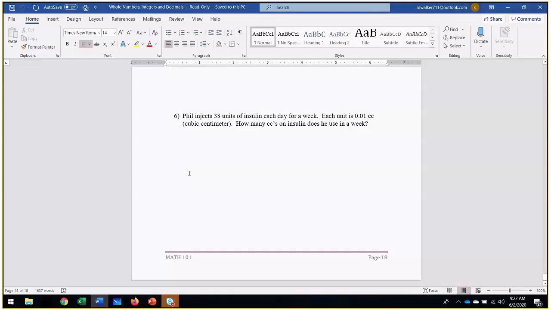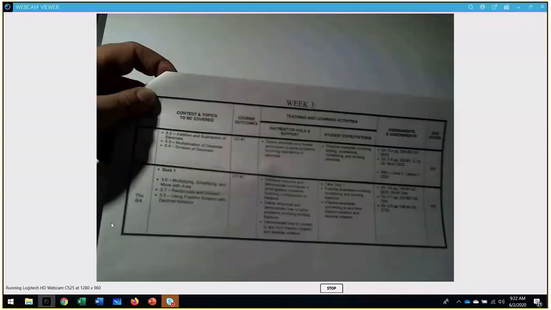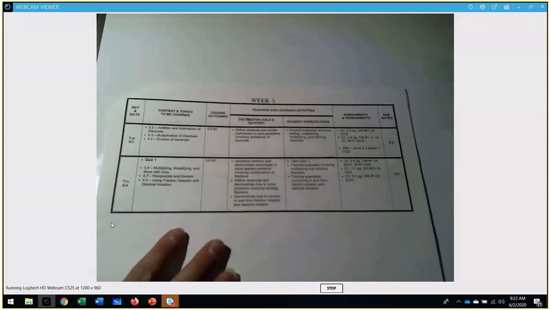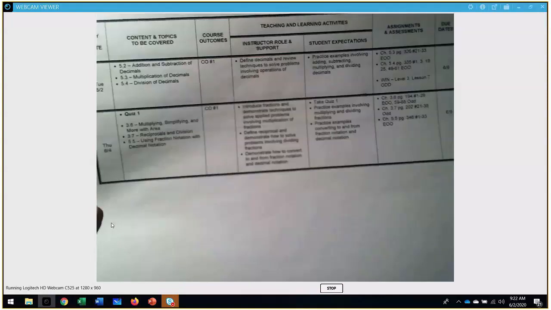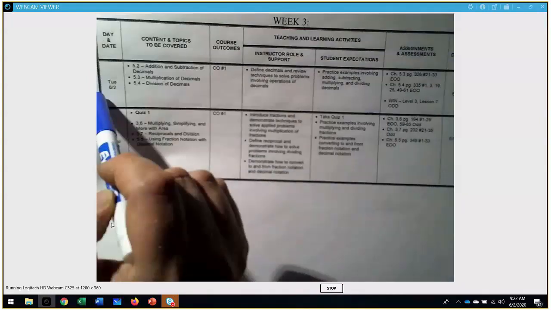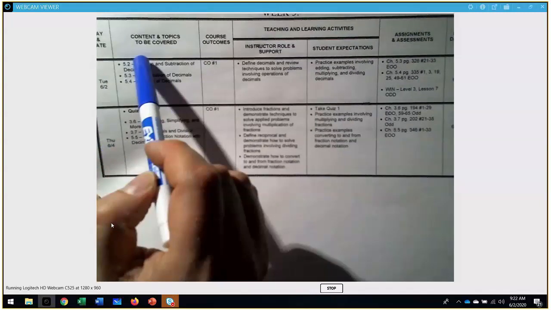So let me ask everybody, do we have any questions about what we just did today first? Okay. Then let me go real quick, before you guys hang up with me, let's talk about this real quick. So here is your tracking calendar. Today is the 2nd. This is what we just did.